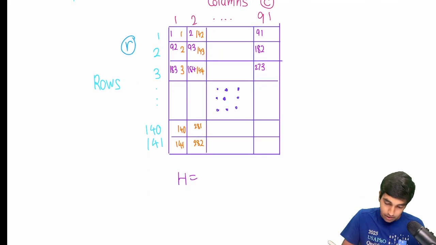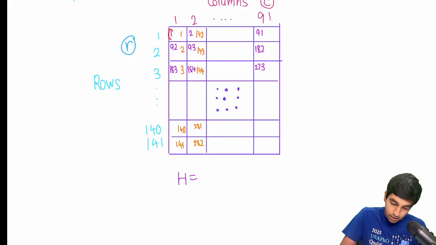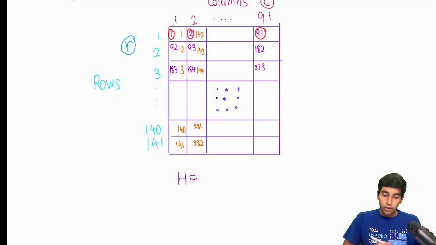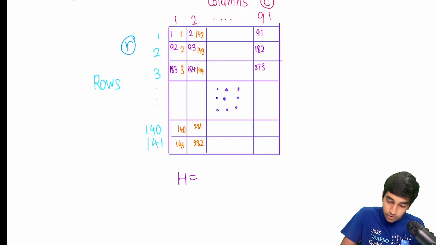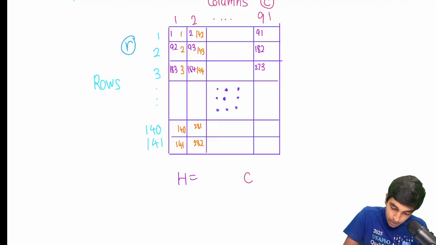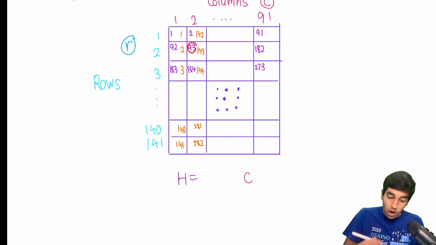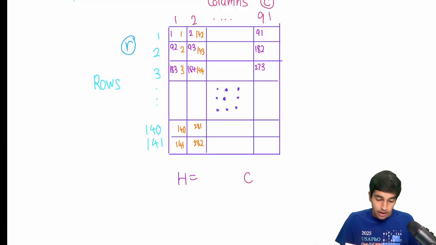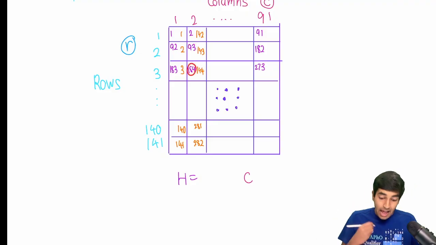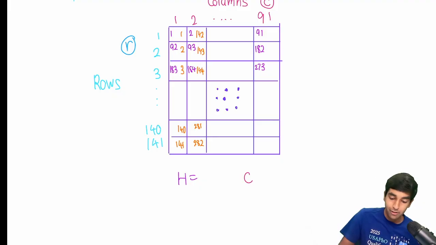As you can see, 1 to 91 is here. In the first row, it just depends on the column number, so we just have our value C. In the second row, it's 91 plus the column number. Let's say the column number was 2. Now we're adding 91 because we're in the second row. And in the third row, we're adding 182.